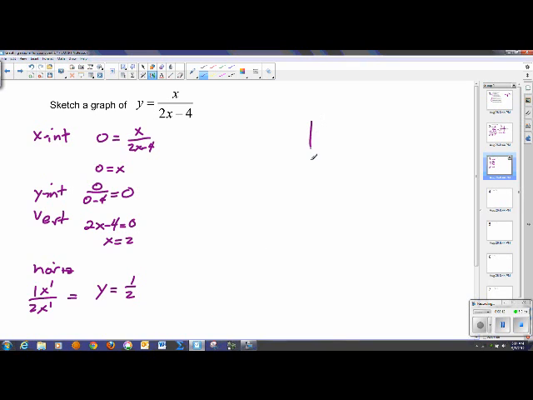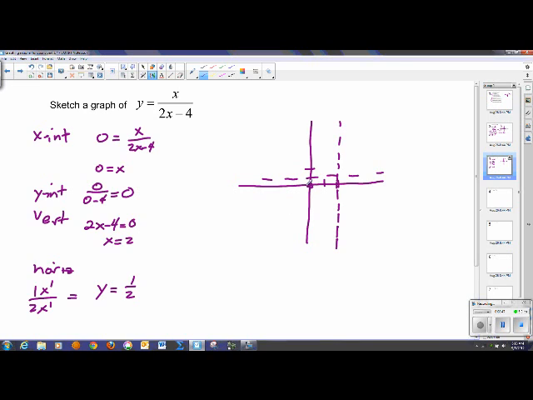Let's go sketch again. 0, 0, my x and y intercept. My vertical asymptote was x equals 2. Draw my little dotted line there. My horizontal asymptote was y is equal to 1/2, like so. I can now actually complete this entire graph, and I'll tell you why.